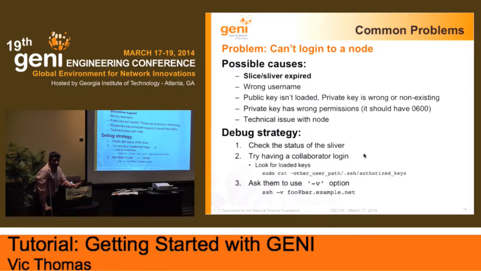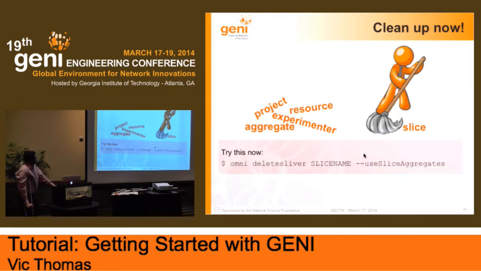Make sure your key has the right privileges. SSH on Windows, on Unix machines and Macs is very picky on permissions on the private key. Make sure you have the right permissions, otherwise it won't use it. Okay, so those are common problems. And that's it for the exercise.